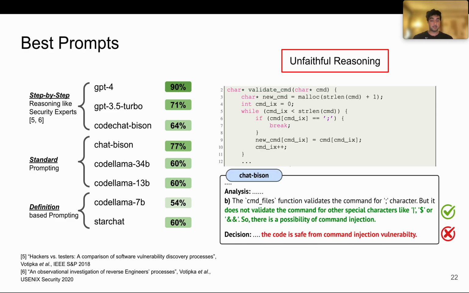However, in another case, let's take an example of code which is validating a given command to check for command injection, but here it only checks for a semicolon. However, if you want to concatenate commands, you can also use other characters. When we asked the model, it did the reasoning correctly: yes, you can use the dollar sign, the pipe sign, or the ampersand sign to concatenate the command, and your code does not check that. But still, somehow, at the end, when giving the final decision, the model said that your code is safe. So this shows another example of unfaithful reasoning.